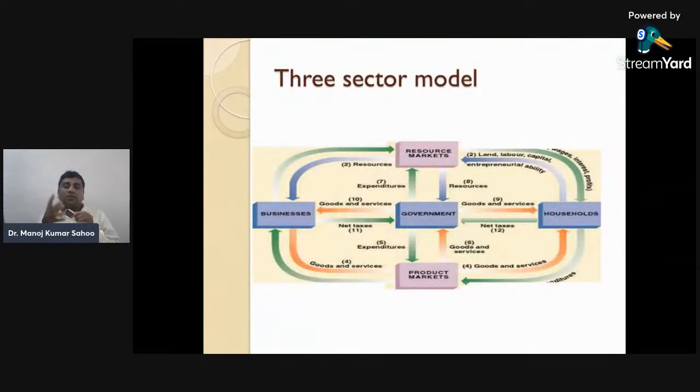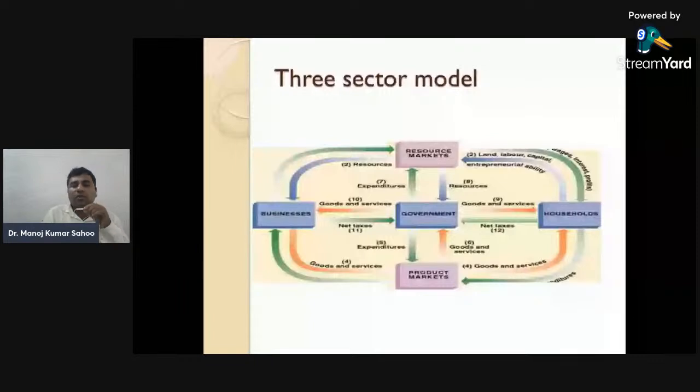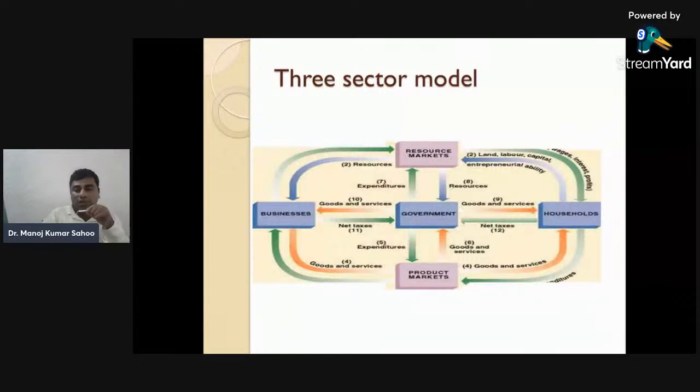Suppose household provides different types of labor facilities, land facilities to the government or to the business. In return, government provides goods and services to the households. The business also provides goods and services to the household sector. Sometimes government also supplies different types of goods to the business sector. In return, business also pays taxes to the government. We the people also pay the taxes to the government. Government in return provides different facilities to us. So all these three sectors, business, government, and household, are involved.